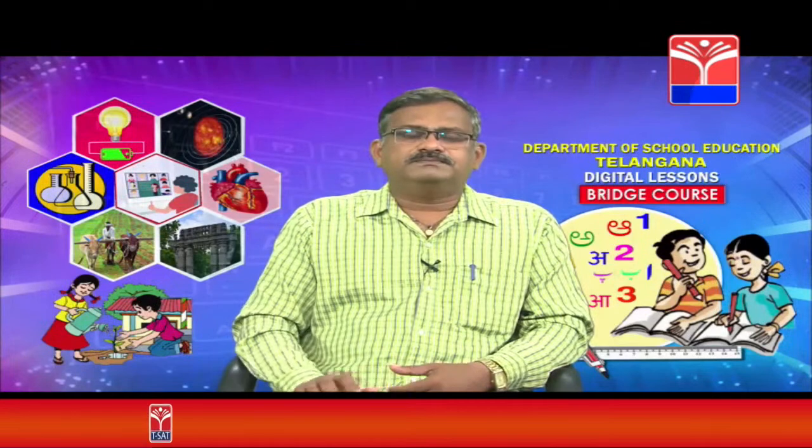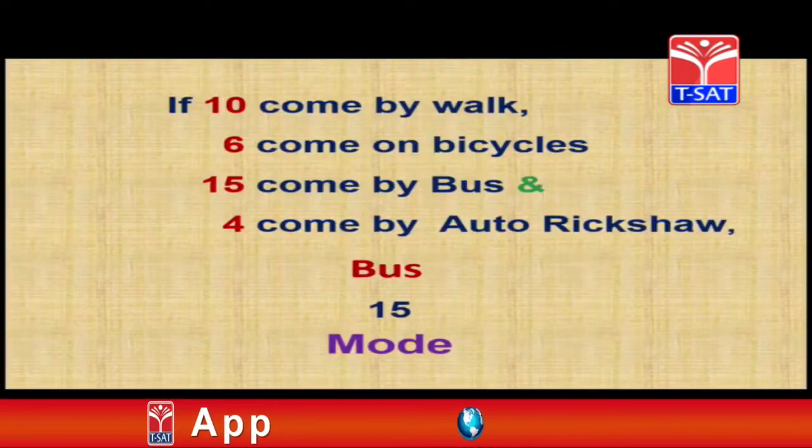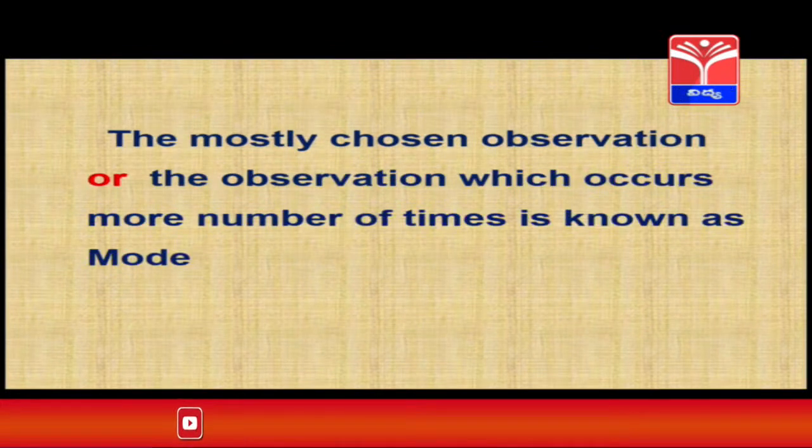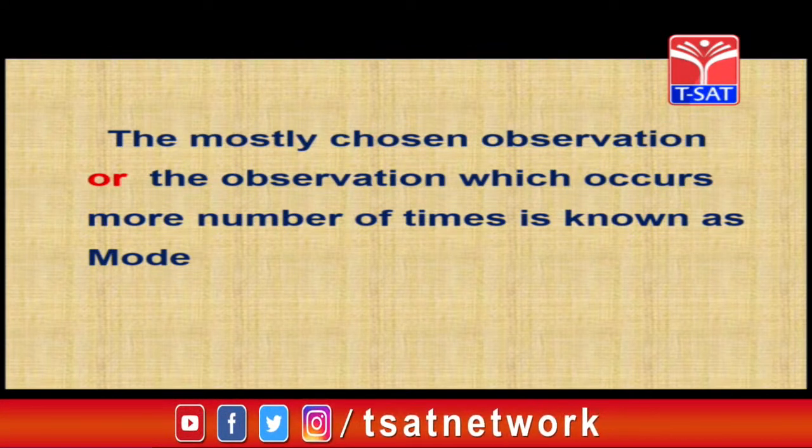Now, let us have a name. What is it? Mode. Here this 15 is called the mode. The mostly chosen observation, or the observation which occurs more number of times, is known as the mode in the data.